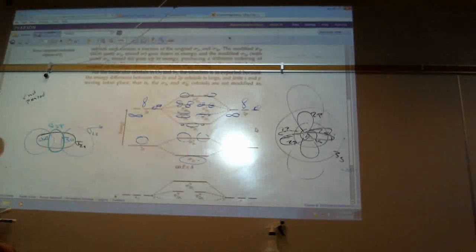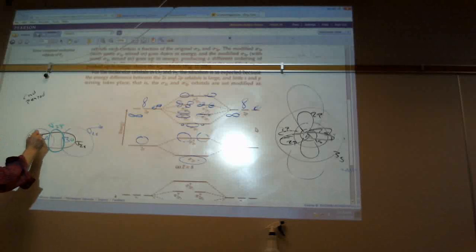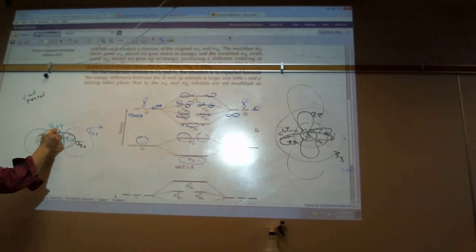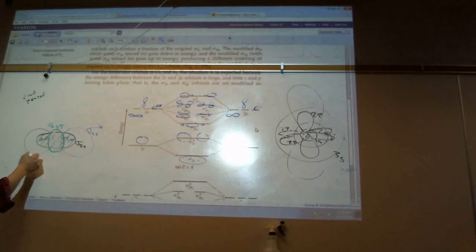But take a look at one thing. Do you see the electron cloud for the sigma 2p and the electron cloud for the sigma 2s? The electron clouds are kind of in the same volume of space. Do you see that? Same volume of space.